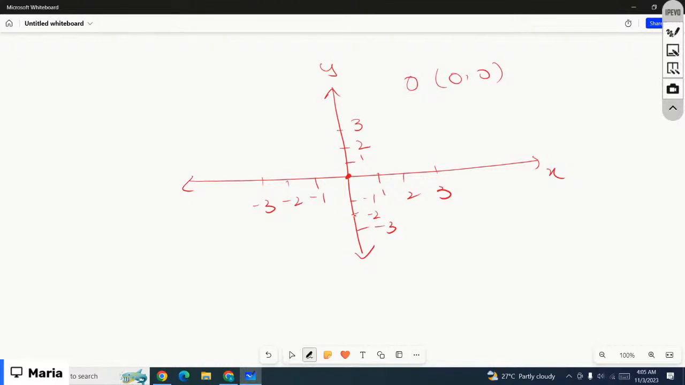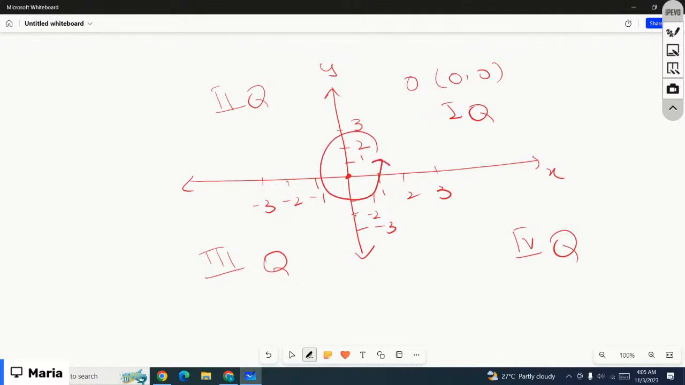Also, you have to start from here. This is the first quadrant. This is the second quadrant. This one is the third quadrant, and this one is the fourth quadrant. You have to move anti-clockwise, opposite to clock direction, right?